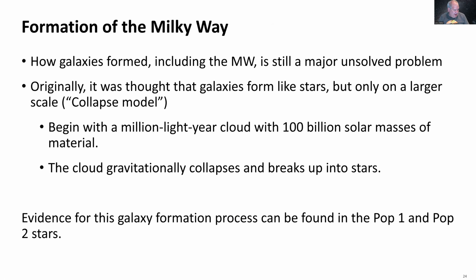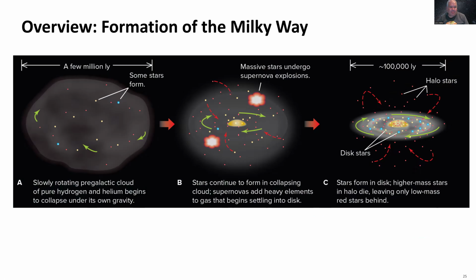Most people agree that it's got to be related to some extent to a simple model we'll call the collapse model. It's kind of like the formation of stars, but on a much larger scale. Instead of starting with a relatively small cloud of gas and dust that collapses to form the Sun, you start with a much, much larger cloud, a million light year cloud with 100 billion solar masses of material, and it collapses under its own weight and breaks up into stars to make the galaxy. There's some evidence that this is at least a rough idea of what's going on, from population 1 and population 2 stars. We'll talk about this model in 3 steps.